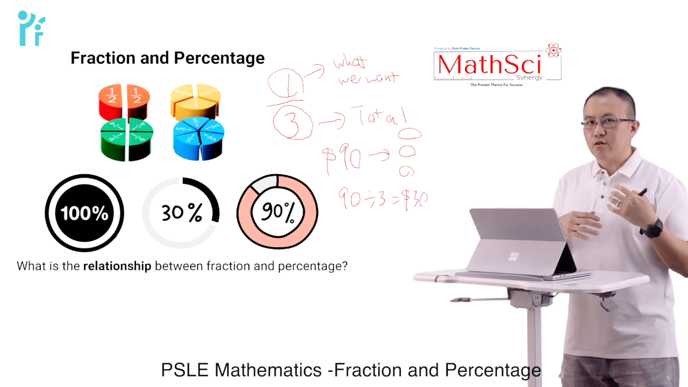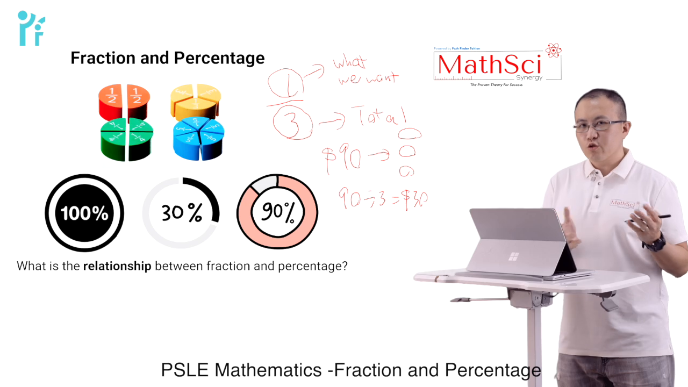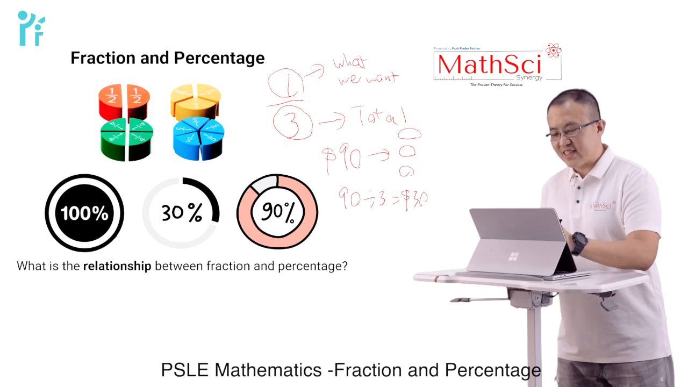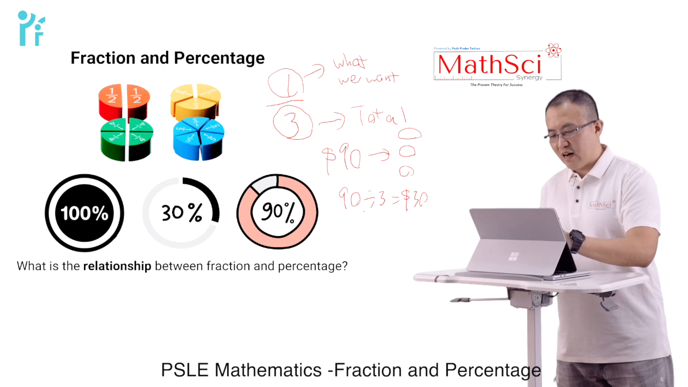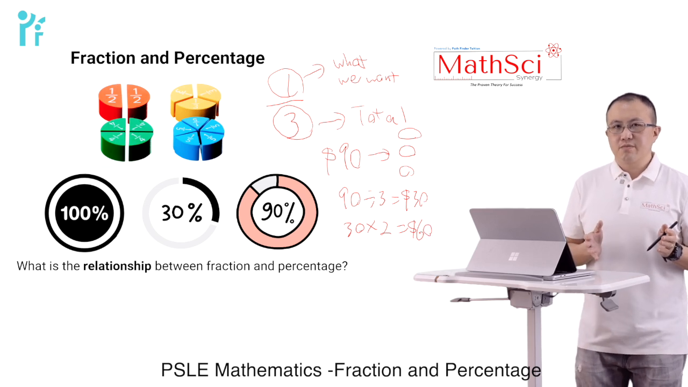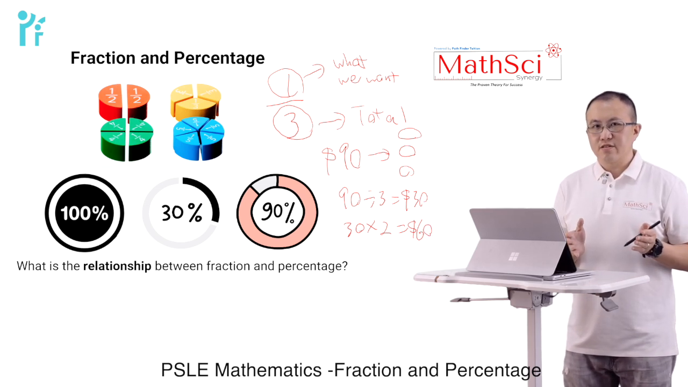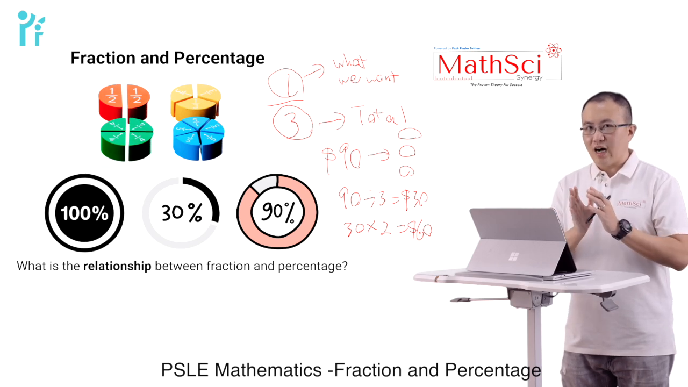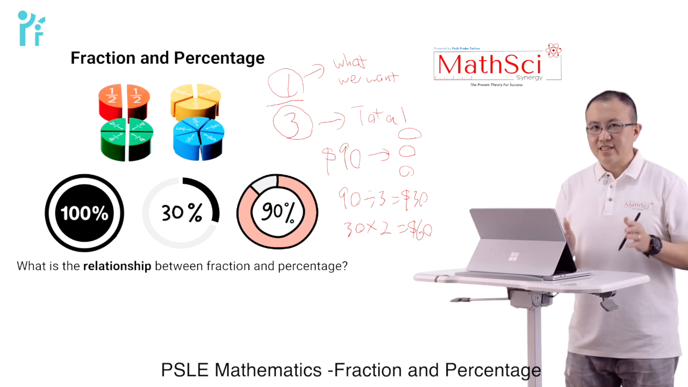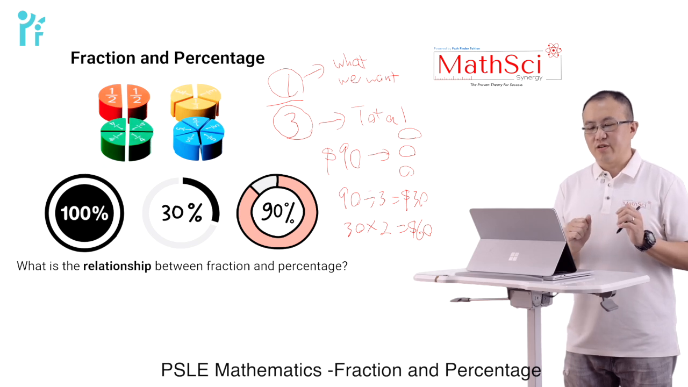But of course, I could be more greedy. Maybe I want 2 out of 3. If that's the case, I want 2 portions out of the 3 portions. So then I will take 30 times 2, which is equal to $60. So fraction is very easy to use if you are able to understand how many portions you need to divide into, and out of these portions, how many of them do you really want.